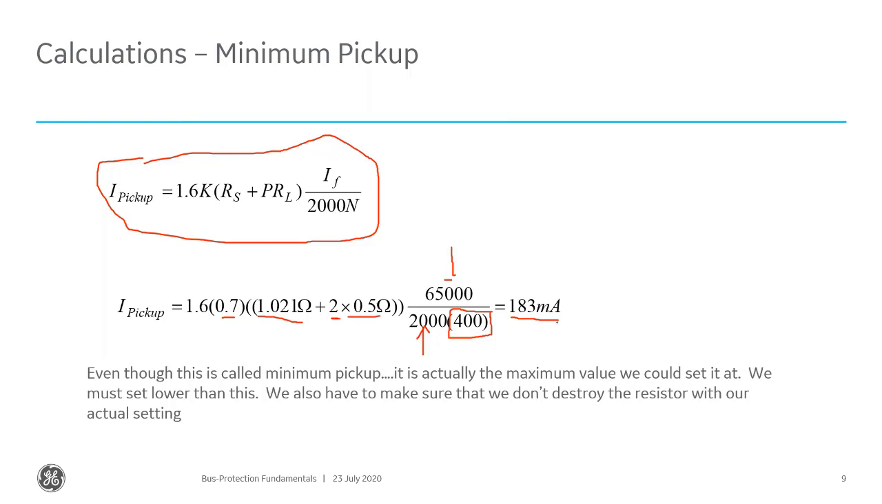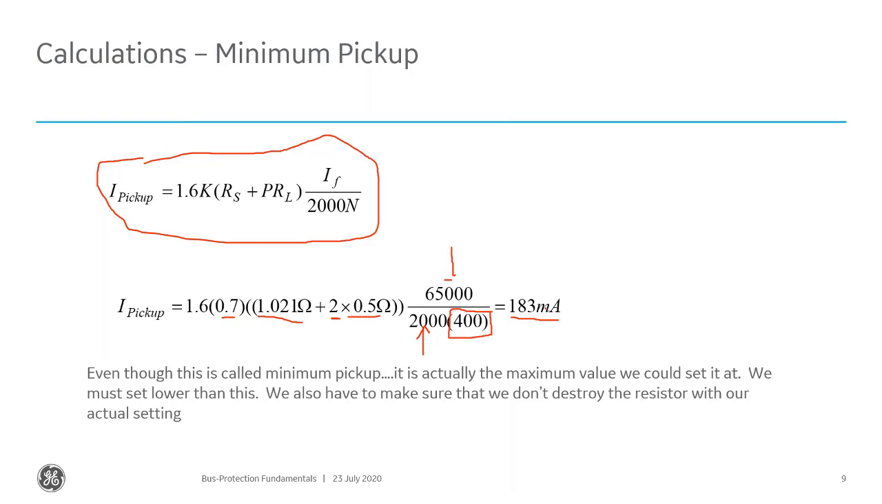So even though this is called a pickup, it is sort of a maximum pickup value because if I were using a smaller fault current, which my fault current absolutely has to be smaller than 65 kA, otherwise I'm overduting the breaker, then this 183 milliamps is going to be smaller. So even though we're calling it a minimum pickup, it's sort of a maximum pickup. It's what I do not want to set this above. If I set it bigger than this, I may not operate. So I want to set it below that value.